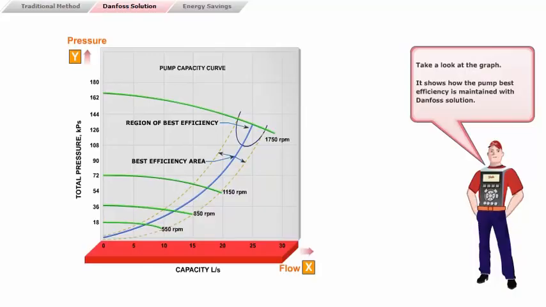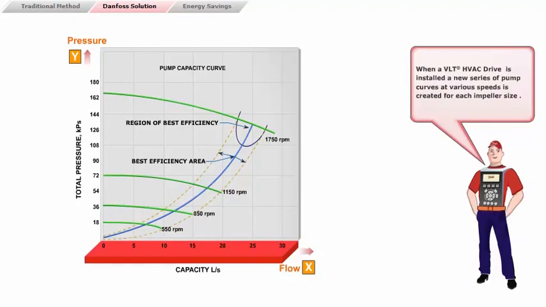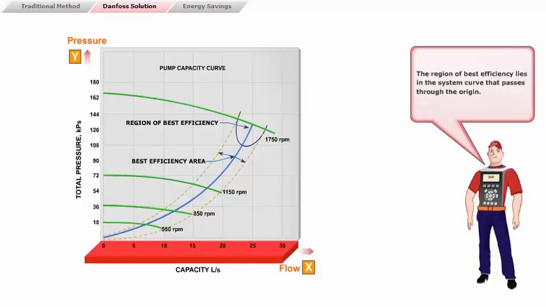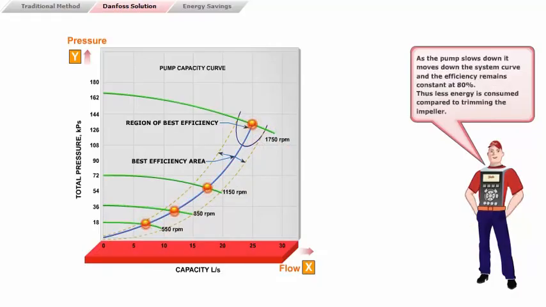Take a look at the graph. It shows how the pump best efficiency is maintained with the Danfoss solution. When a VLT HVAC drive is installed, a new series of pump curves at various speeds is created for each impeller size. The region of best efficiency lies on the system curve that passes through the origin. As the pump slows down, it moves down the system curve, and the efficiency remains constant at 80%. Thus, less energy is consumed compared to trimming the impeller.